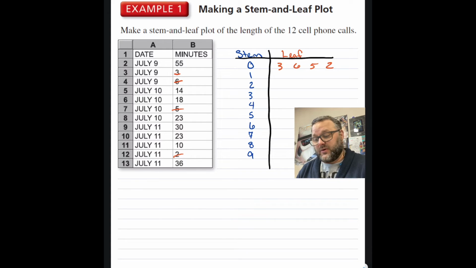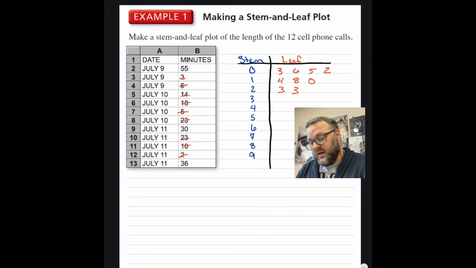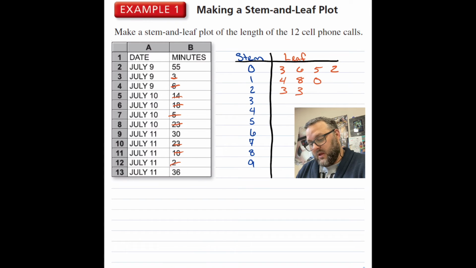Now I'm looking for anything that starts with a 1. So not 55, so I have 14, 18, and 10. Okay, now I'm going to move on to 2. And I got 23, 23, and that's it. So then how about 3? Well, now I've got 30, and I've got 36. And then I don't have any 40s. I do have a 55. I don't have any 60s, 70s, 80s, 90s.